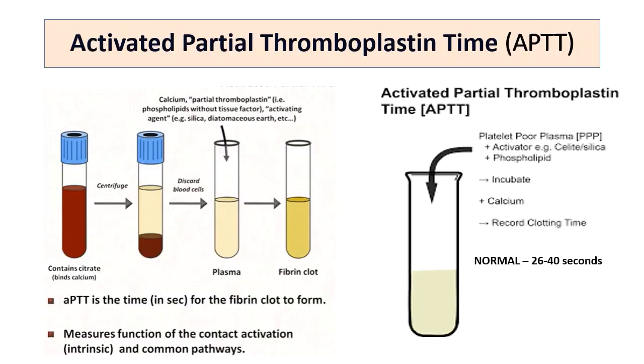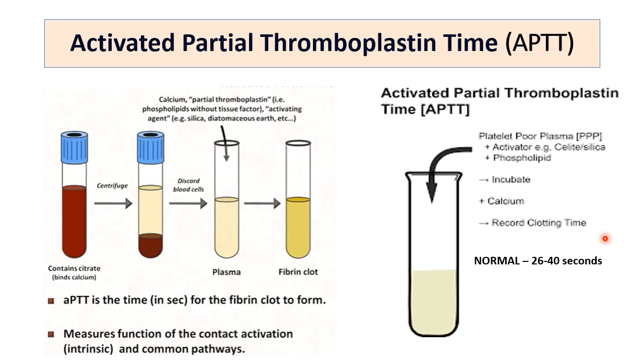Next is the activated partial thromboplastin time. It's called partial thromboplastin because there is addition of phospholipid here but without the tissue factor. So here platelet poor plasma is taken and there is a clot activator like your kaolin or your silica which is added, and phospholipids are added. It is incubated, after which calcium is added, and once calcium is added the clotting time is recorded.